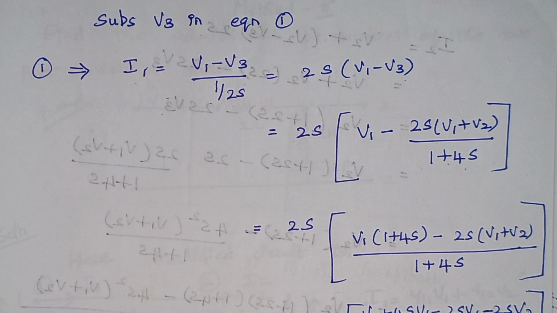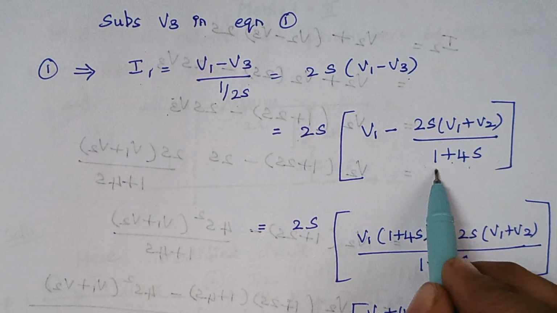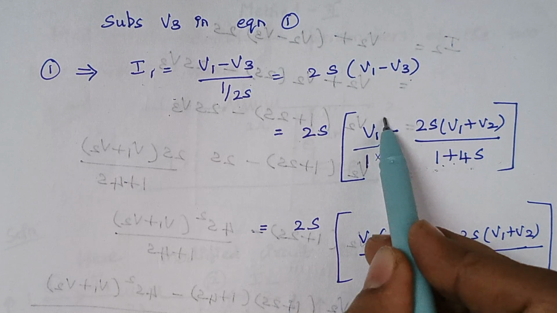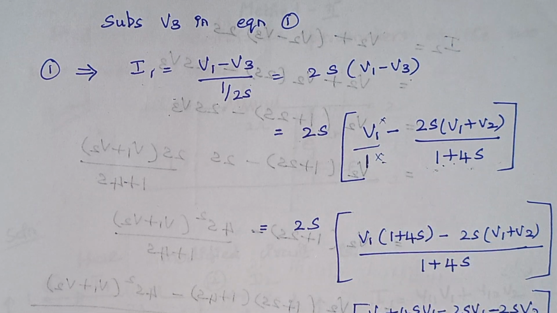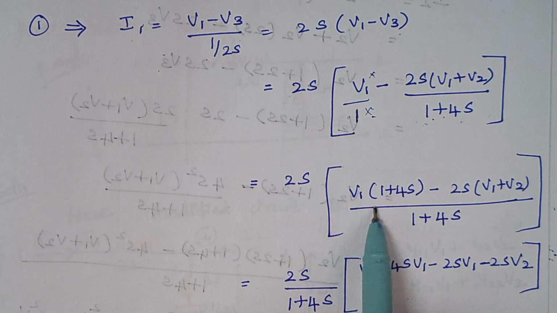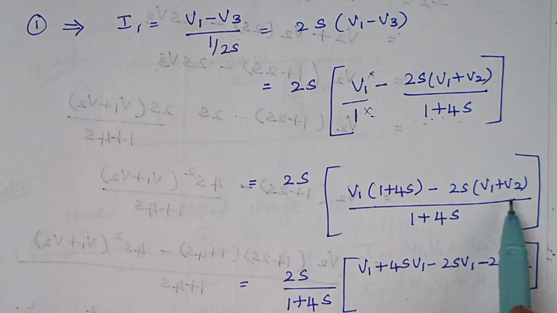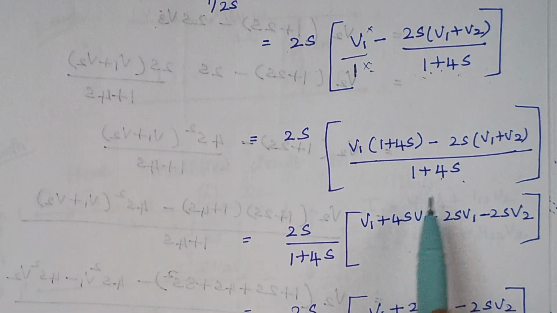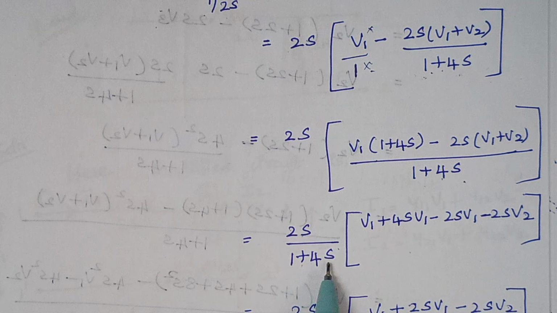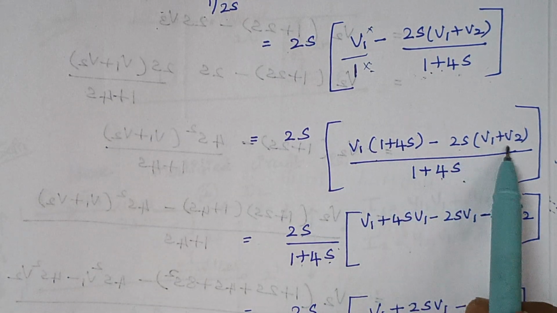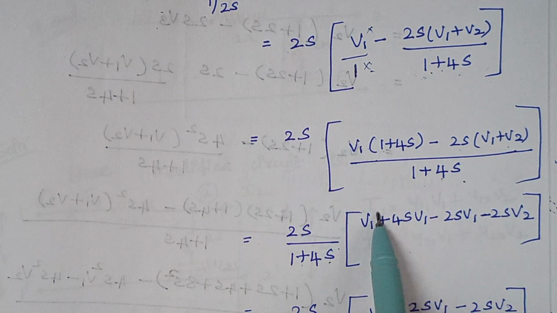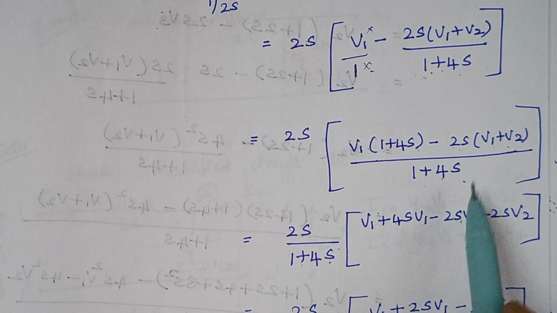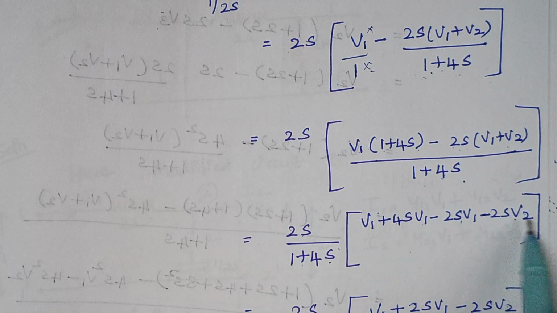So the next step is we are going to take LCM. So here it is 1 plus 4s and here it is simply 1. So we are multiplying by 1 plus 4s on both numerator and denominator. So here it becomes V1 into (1 plus 4s) and this term as such divided by 1 plus 4s. Now I am taking this 1 plus 4s outside. So 2s divided by 1 plus 4s, and here I am doing the simple multiplication. So V1 into 1 is V1, V1 into 4s is 4s V1, and here minus 2s V1 and minus 2s V2.